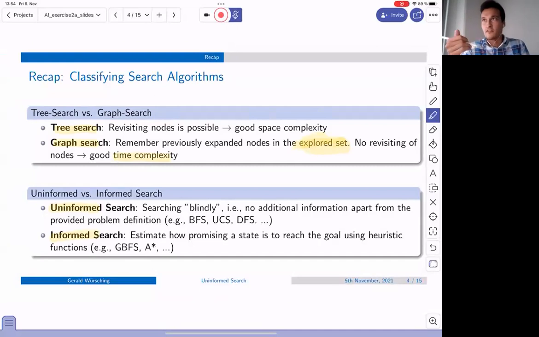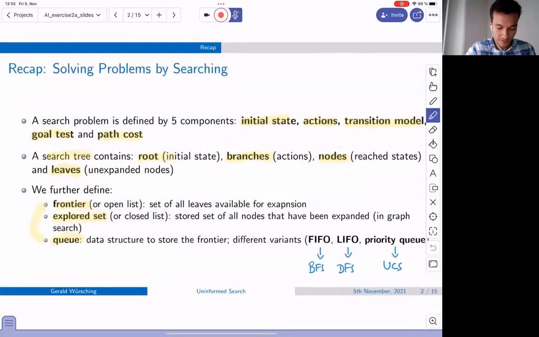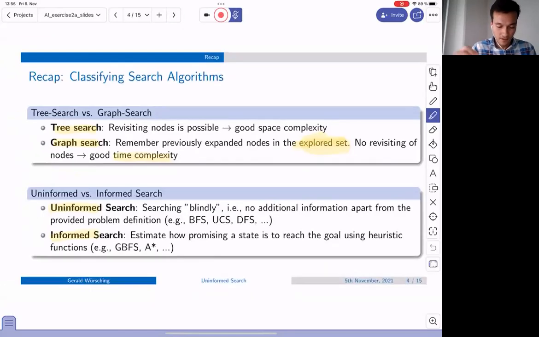Uninformed search, you can think of it as a kind of blind search. You don't use any additional information apart from the provided problem definition. Let me go back 2 slides, this first point: what defines our search problem? Examples for uninformed search that we're going to look at today are breadth first, depth first, and uniform cost search.